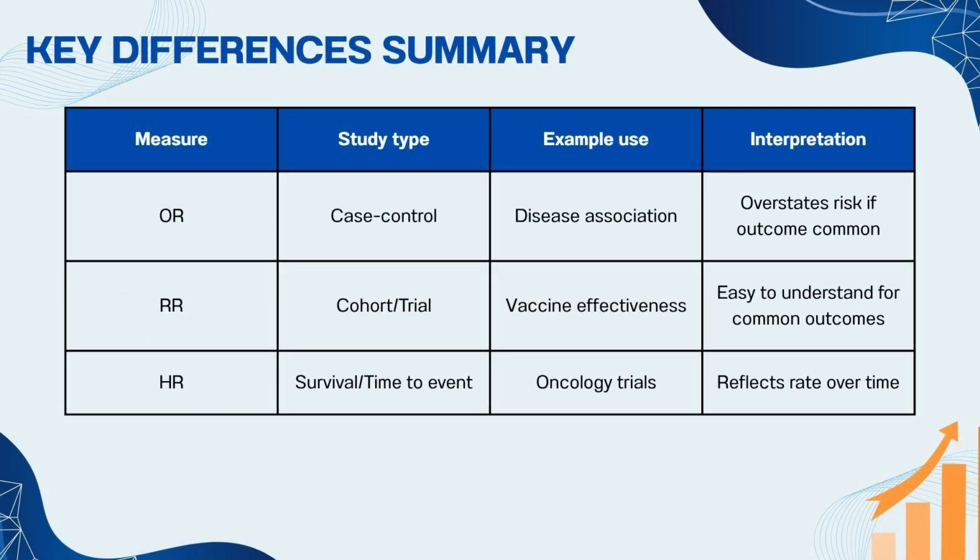Let us quickly summarize all the three measures. Odds ratio compares odds, best for case control studies. Relative risk compares probabilities, best for cohort studies or clinical trials. Hazard ratio compares event rates over time, best for survival analysis. So OR is for association, RR is for risk, and HR is for time-dependent risk. Each tells a different part of the same story, the relationship between exposure and outcome.